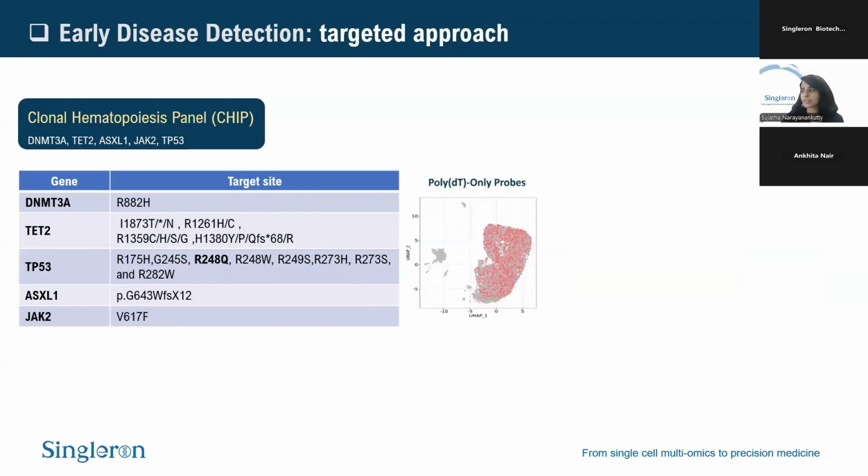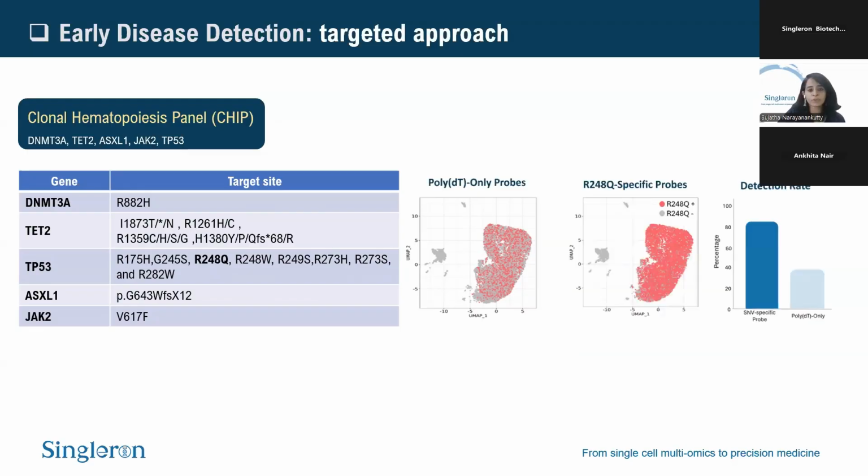Here is some data to show: if you use just capture with poly-dT, you find a certain number of cells that have this particular mutation. This is data for R248Q. But the moment you put in specific probes or a targeted panel, you see that way more cells actually have that mutation. So you're missing about 40 to 60% of the information if you didn't use a more targeted panel when you're trying to do such early disease detection.